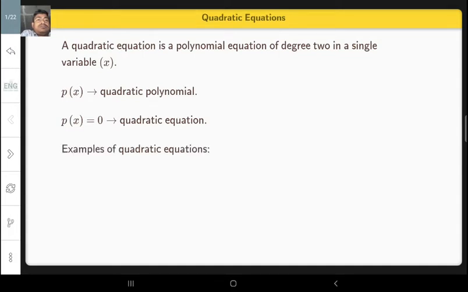Some examples of quadratic equations are 3x squared plus 4x minus 5 is equal to 0, x squared plus 10 is equal to 0, and x squared minus 2x is equal to 0.